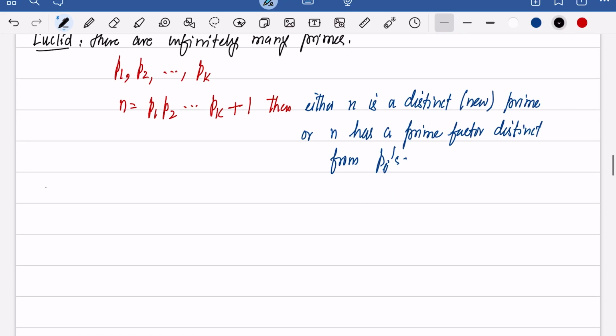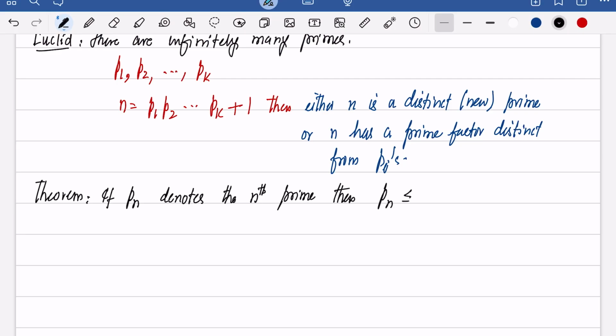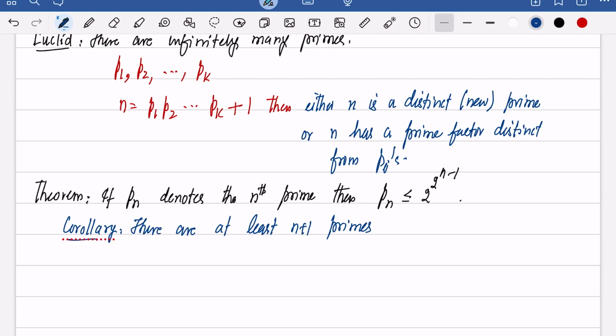Now let's take up one more theorem regarding the primes. If Pn denotes the nth prime, then this nth prime is always less than or equal to 2 power n minus 1. And this statement has the corollary, or this also concludes, that there are at least n plus 1 primes which are less than 2 power n, because obviously the prime numbers p1, p2 up to p n plus 1 will all be less than 2 power n. Using this theorem, the nth prime number is less than or equal to 2 power n minus 1.